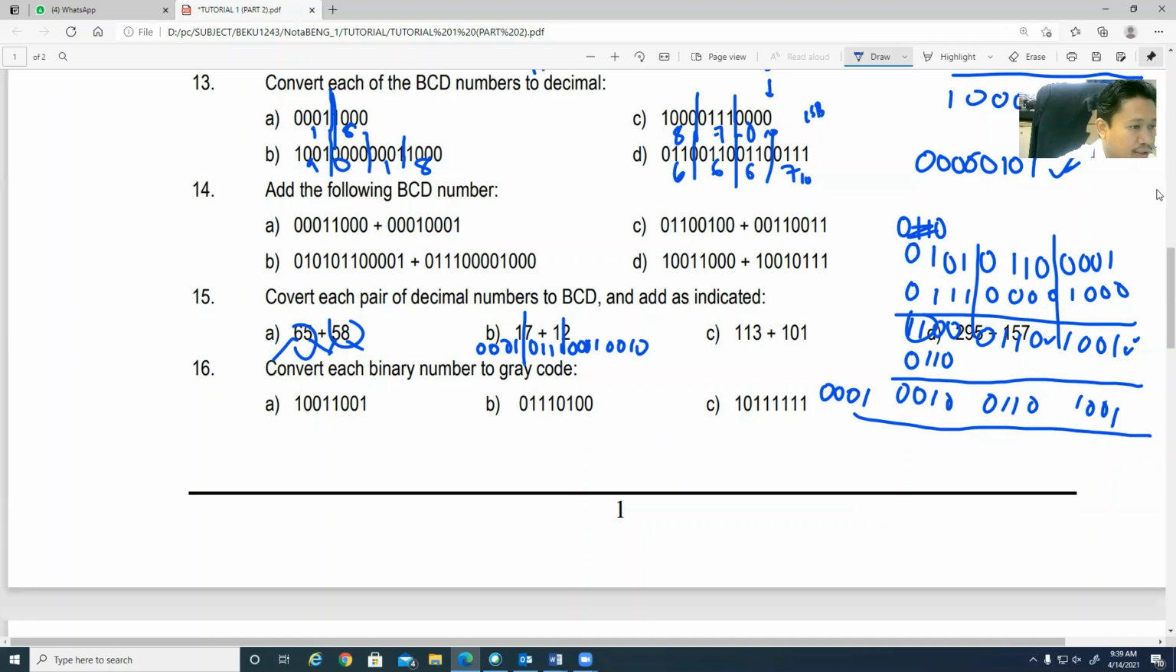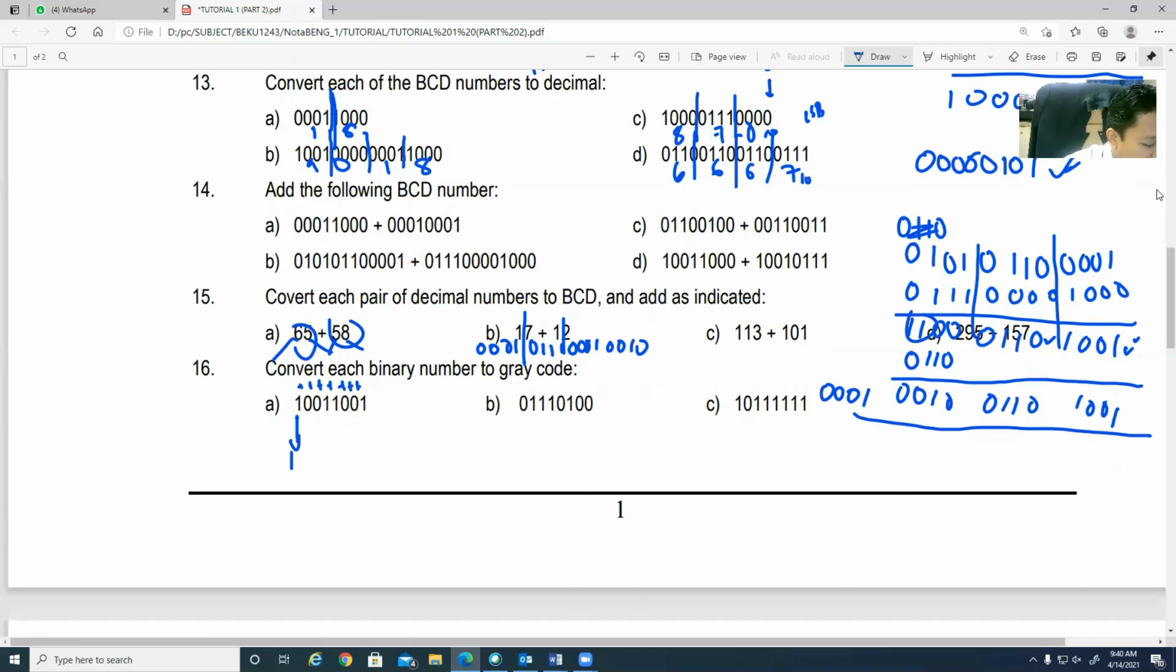Then for question 16, convert each binary number to Gray code. You have to remember that for binary to Gray, you add horizontally. For example, here the first bit is maintained, one stays one, and then one plus zero, adding horizontally.